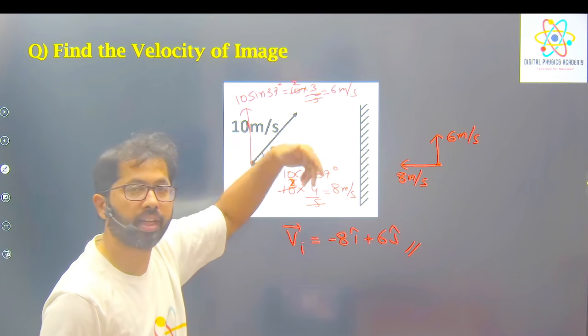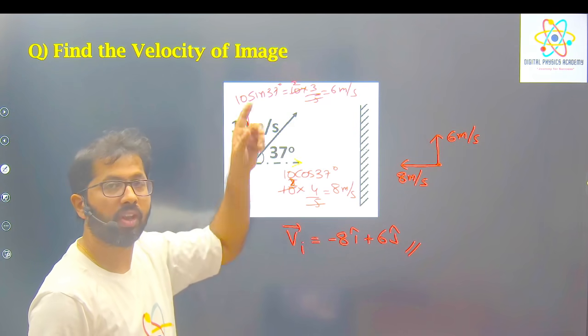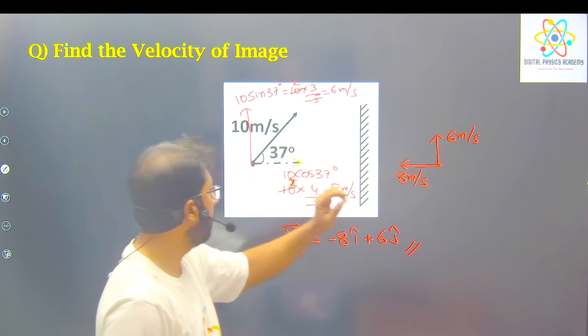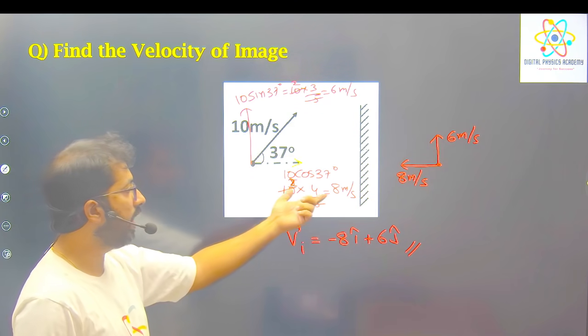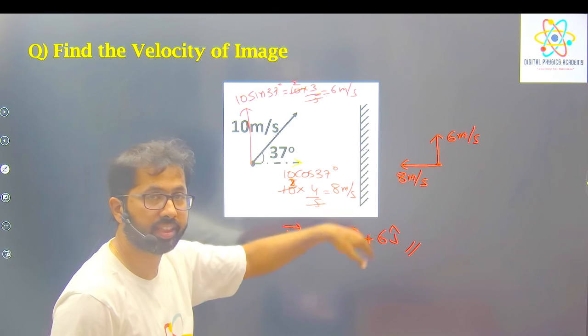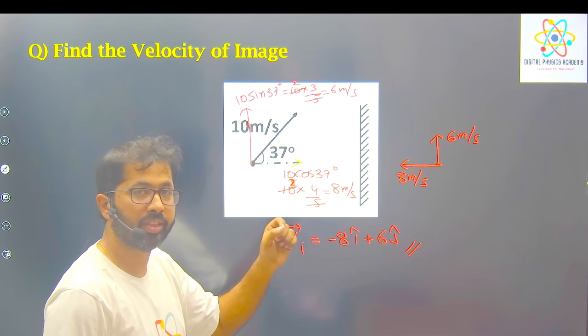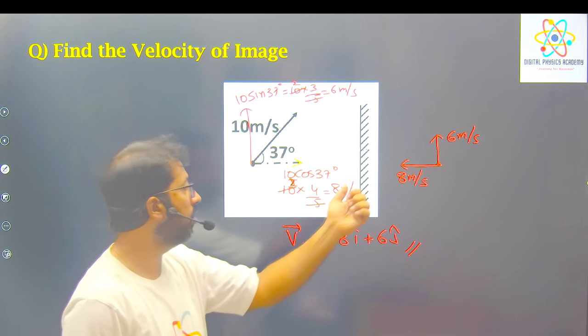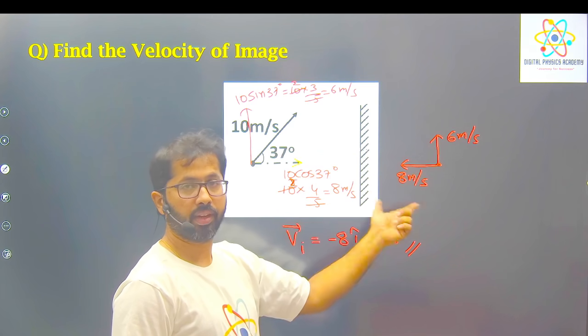Irrespective of the mirror can go this side, anything, the parallel velocity will be the same. So 6 meters per second. And the perpendicular velocity, this 8, since the mirror is at rest, what is your formula? Velocity of the image is equal to minus of velocity of the object. So it is going in the opposite direction, right?